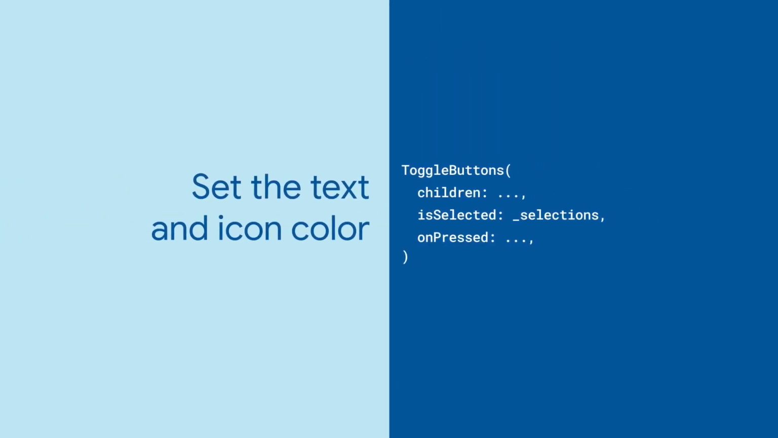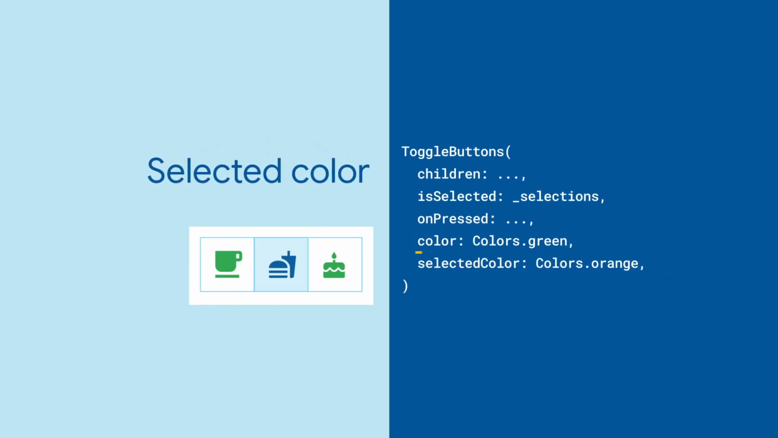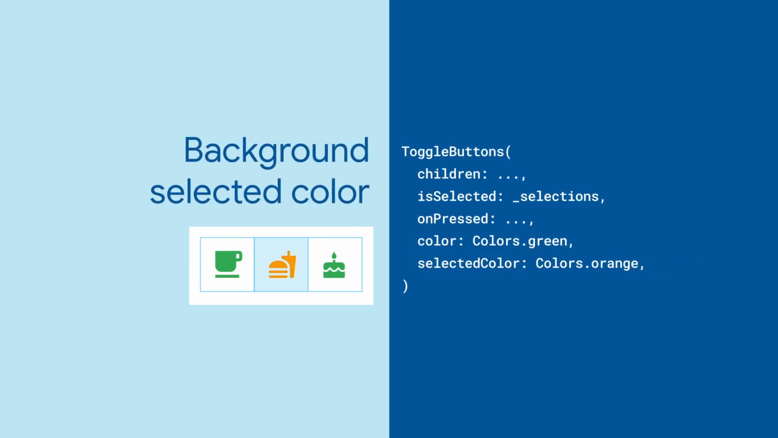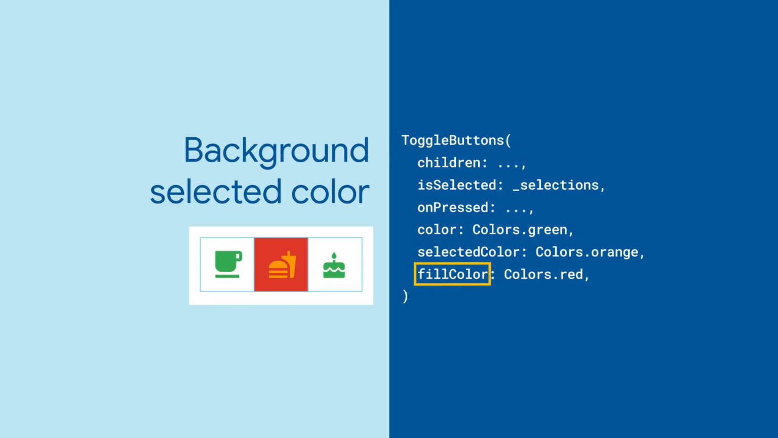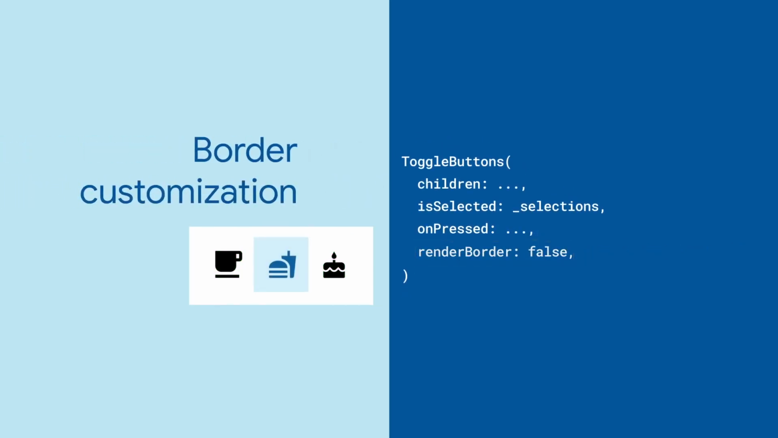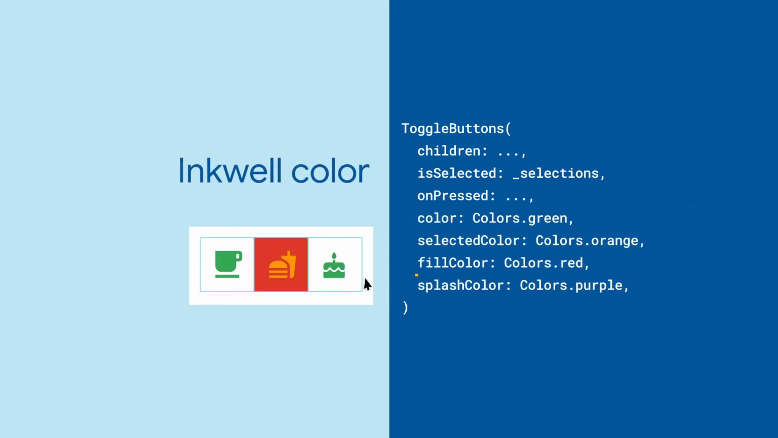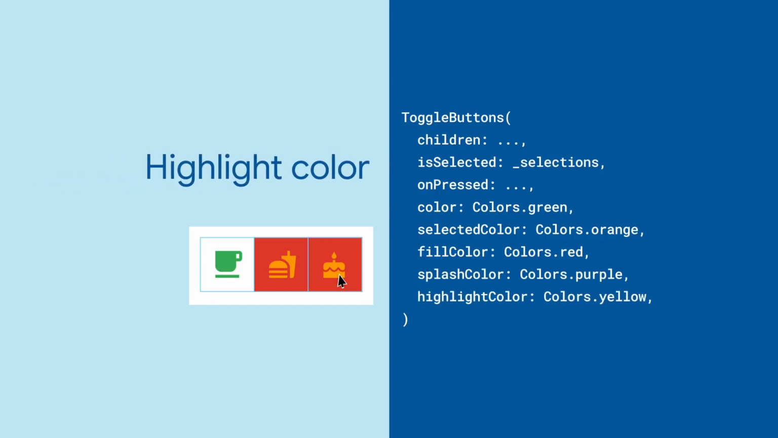There are a lot of other parameters that let you customize the look of your buttons if you don't want them to inherit your app defaults. You can set the text and icon color for when the button is unselected, when the button is selected, and the background of the selected buttons. You can control whether there's a border between the buttons and the shape, color, and size of the border. You can even set the colors for the inkwell and the highlight color after a long button press.